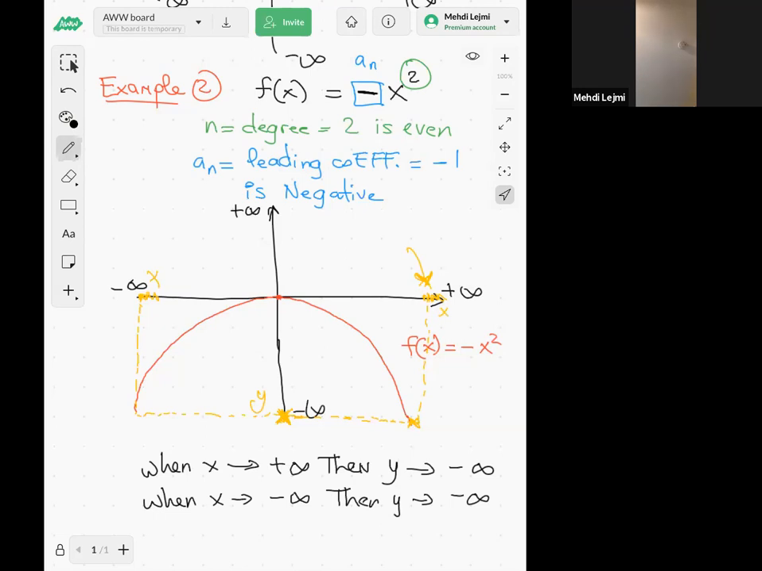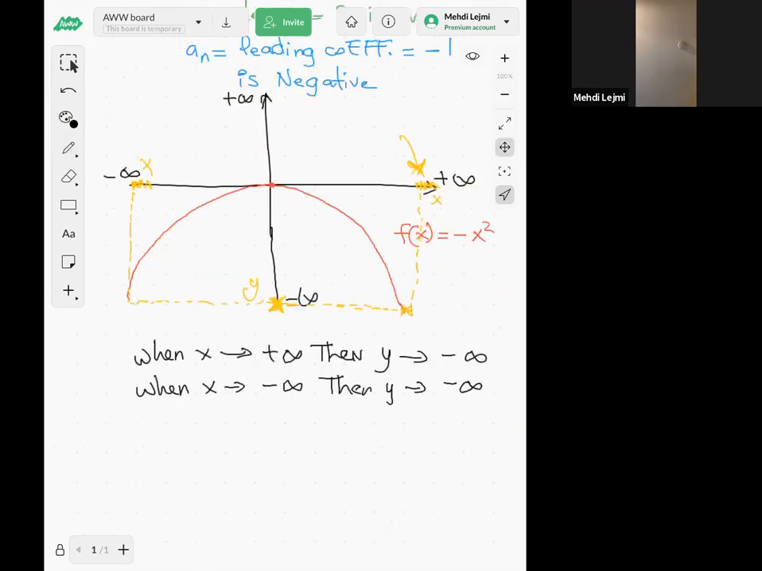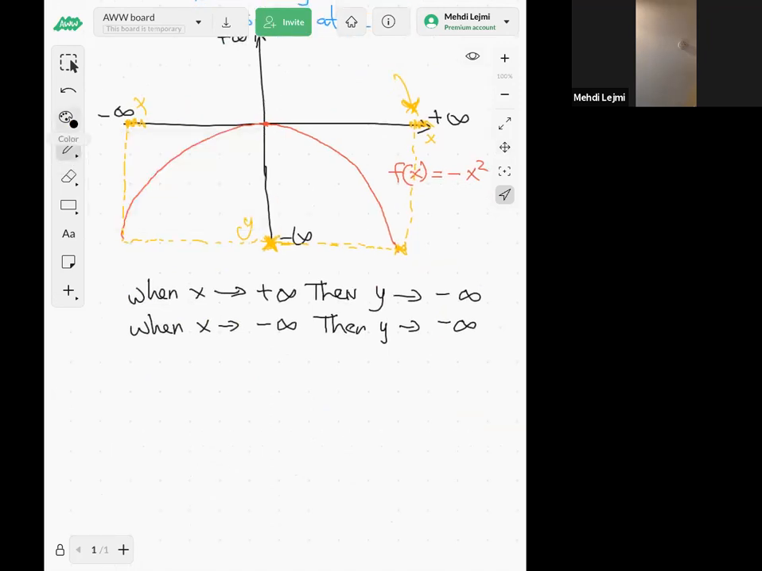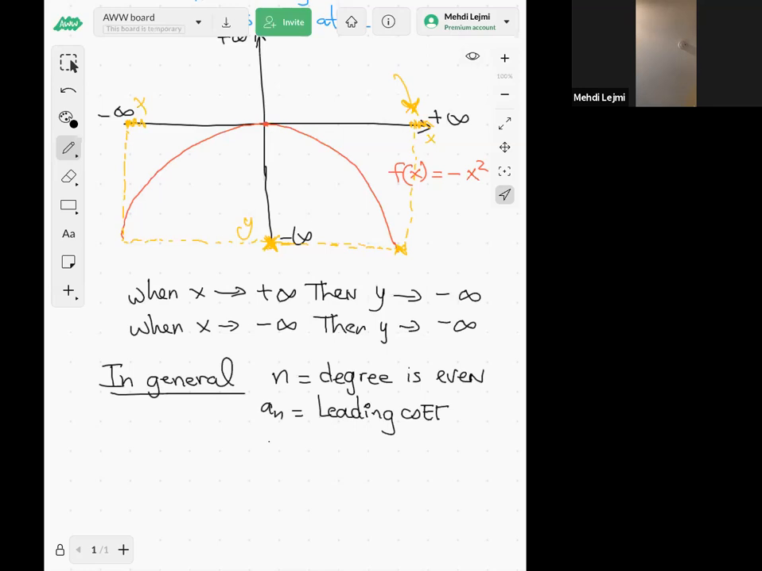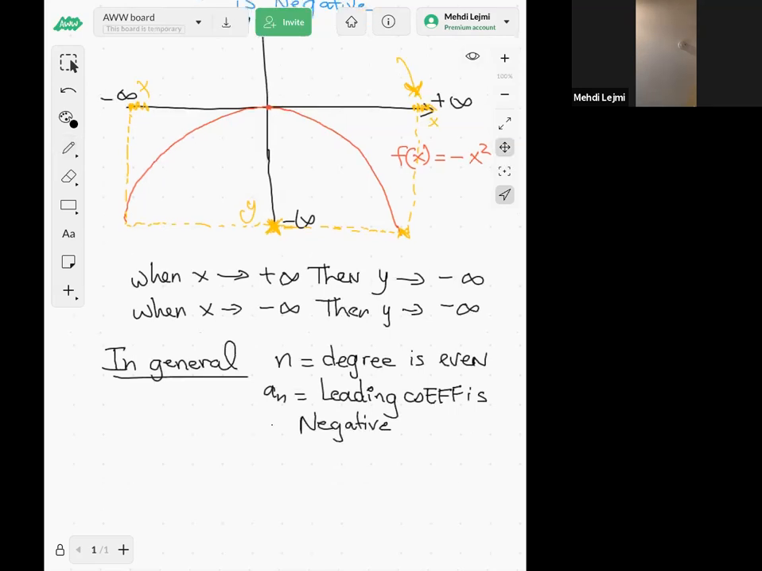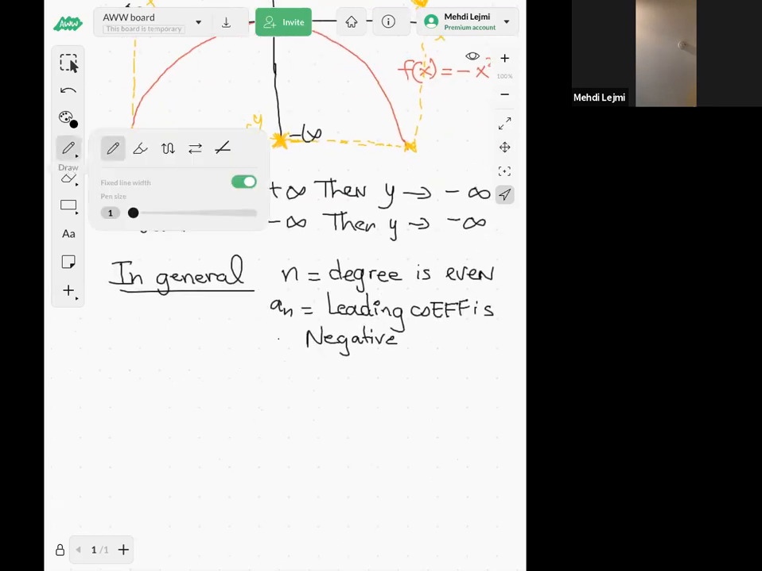Whenever we have even degree and the leading coefficient is negative, then in general, if the degree n is even and the leading coefficient is negative, then your graph should look like, let's say, here's your graph of f of x.